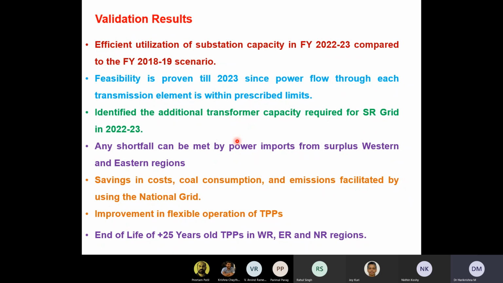Similarly, in the absence of renewable energy sources during the night, for example solar power, vice versa, we increase the power generation from thermal power plants. Also, a similar analysis is extended for the other regions: western region, eastern region, and northern region.